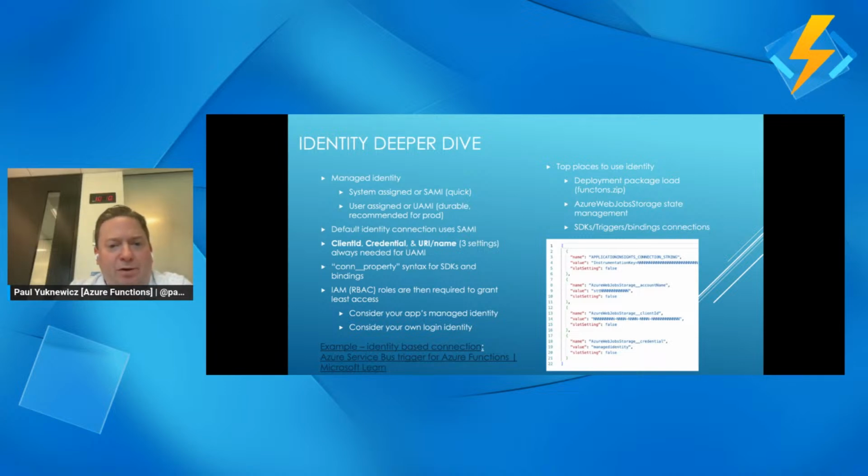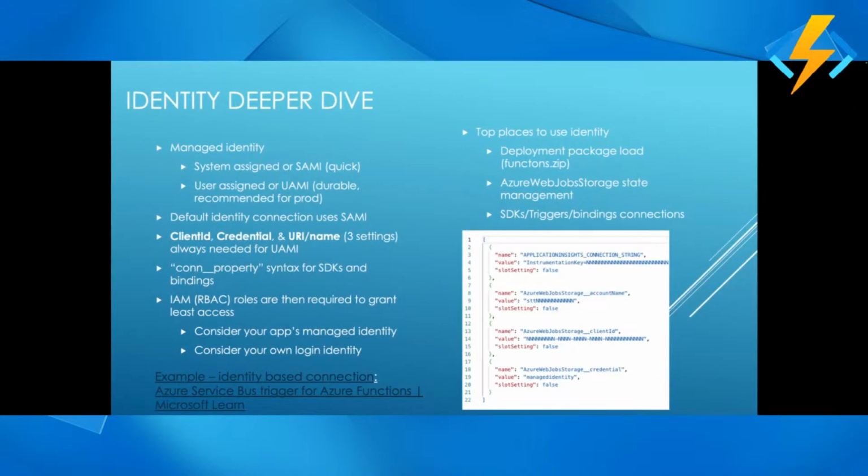A few more things. You can see on the right-hand side, I have a bit of a JSON blob, and it's showing you that there's three kinds of settings, app settings, let's call them, where the beginning of the name string is AzureWebJobsStorage. And think of that as your connection name. And then we have that double underscore syntax, which is kind of like drilling in to that connection object and setting a particular property on it. So we have three properties: account name, client ID, and credential.